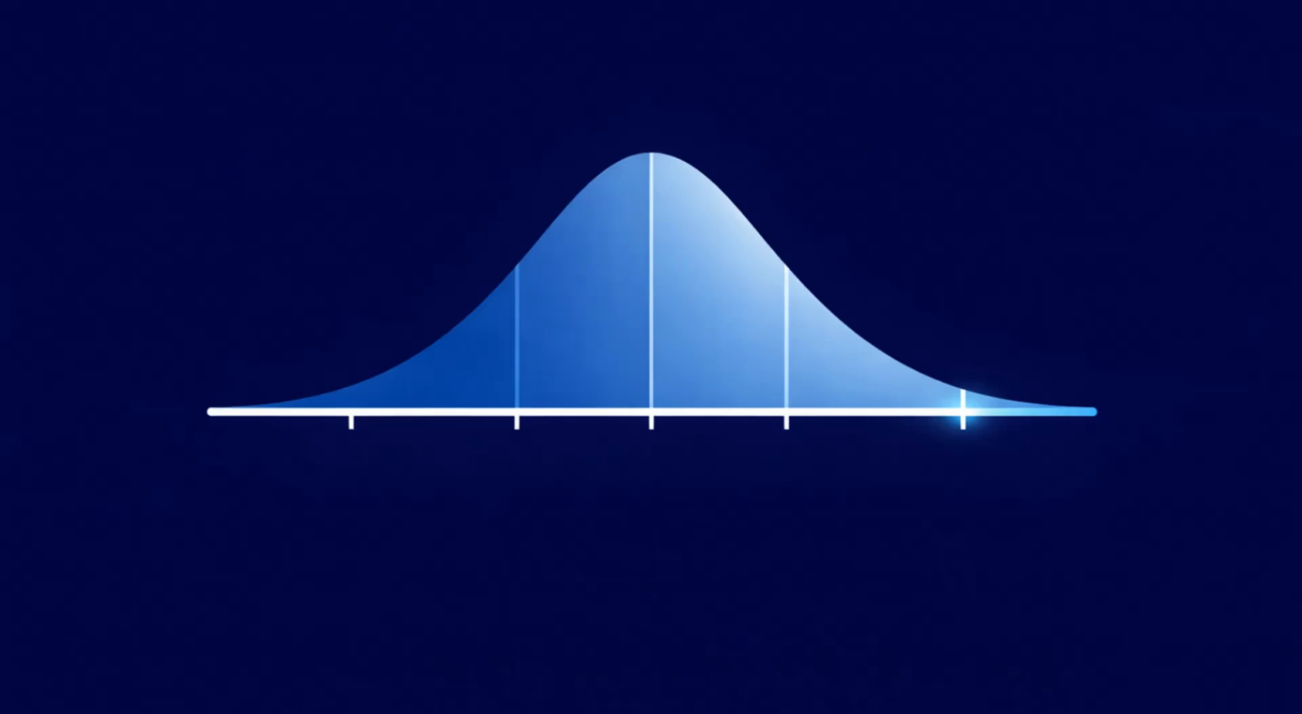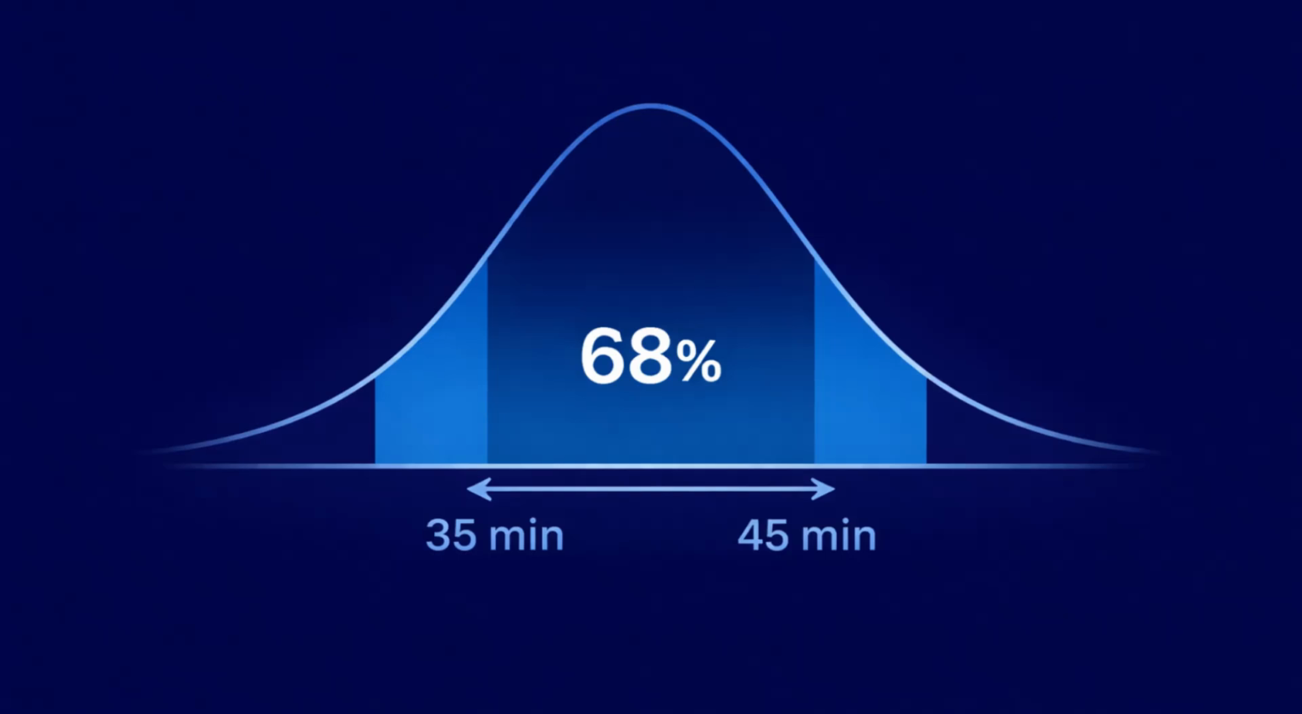You can also use the same calculator to answer a different question. If the manager asks how often loading times fall between 35 and 45 minutes, you choose between and enter those values. The result is about 68%. That tells the manager that most loads fall in that middle range, which helps set realistic expectations.